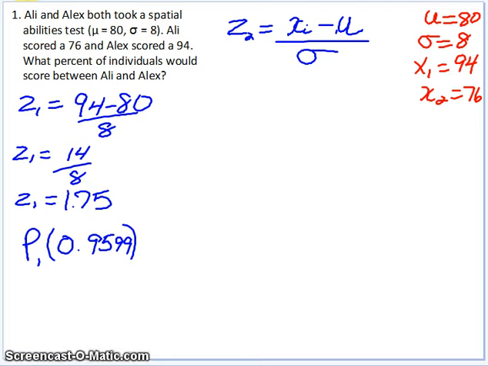I then take the 1.75 and I go to my z-score table, which is located at the back of your textbook, and I find it has a p-value of 0.9599. And that will be our p-value for Alex.